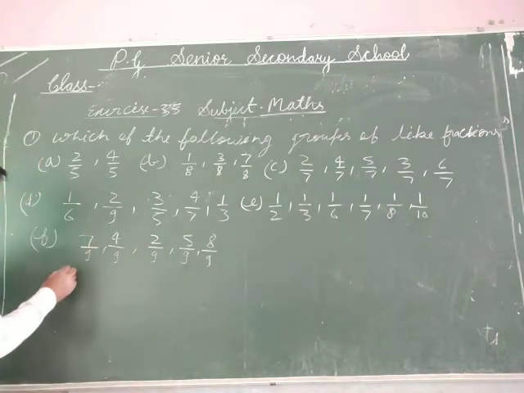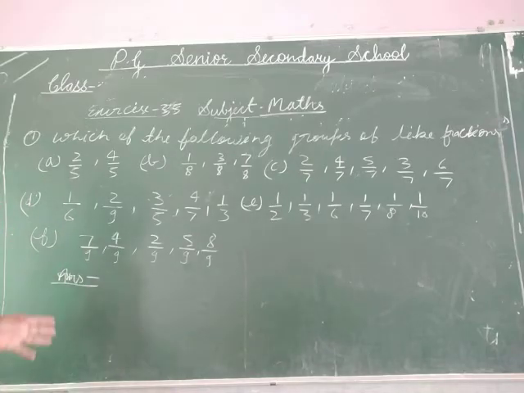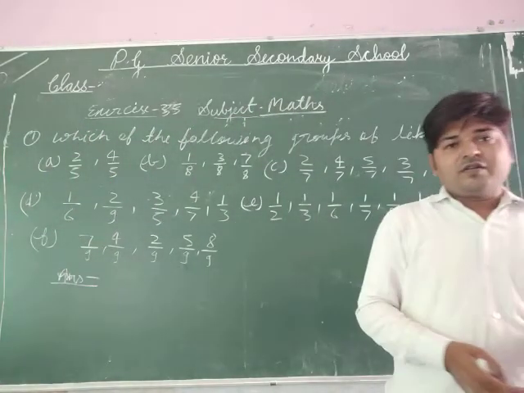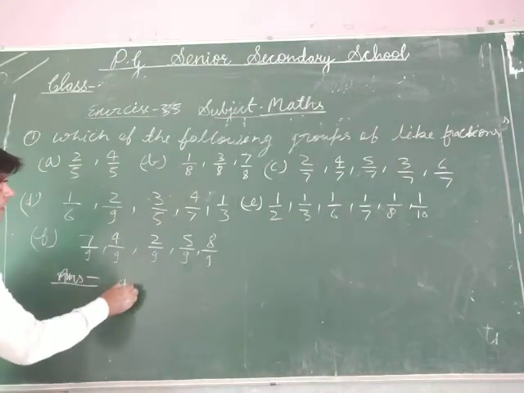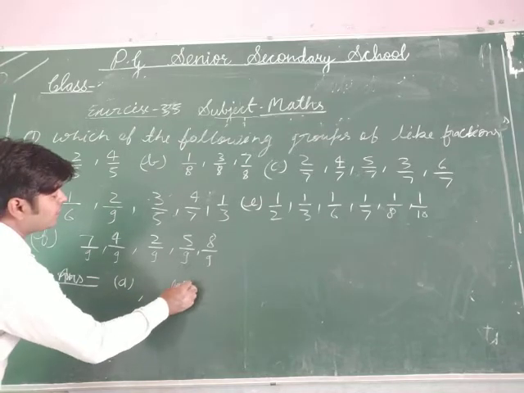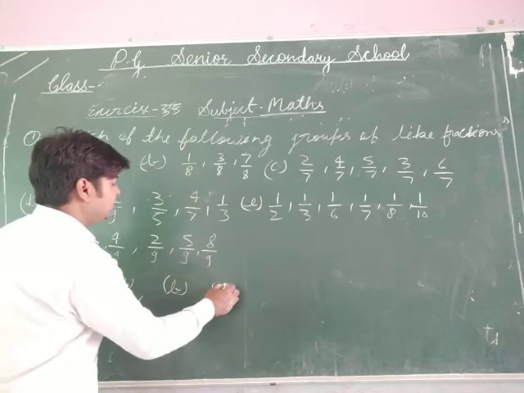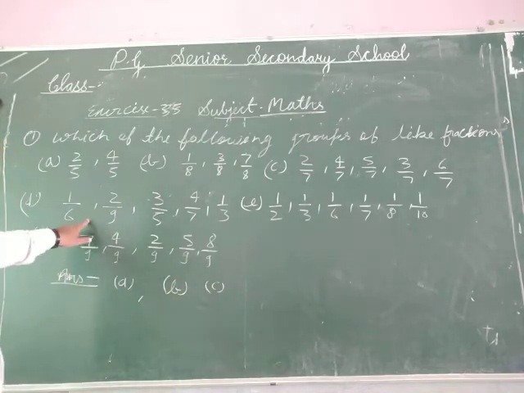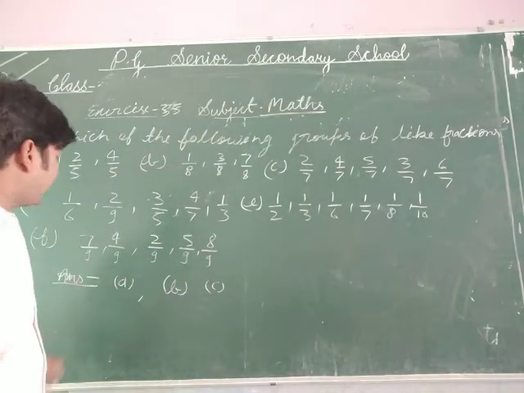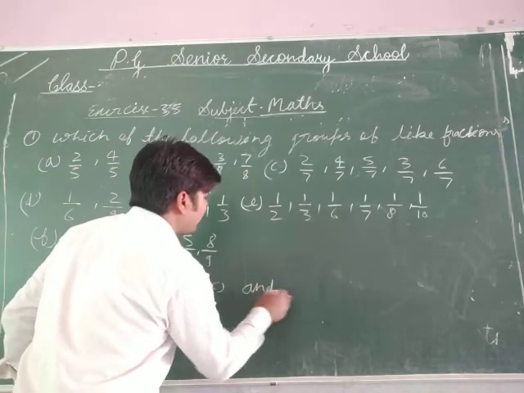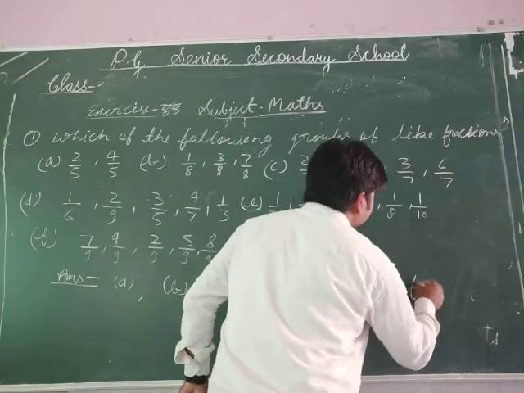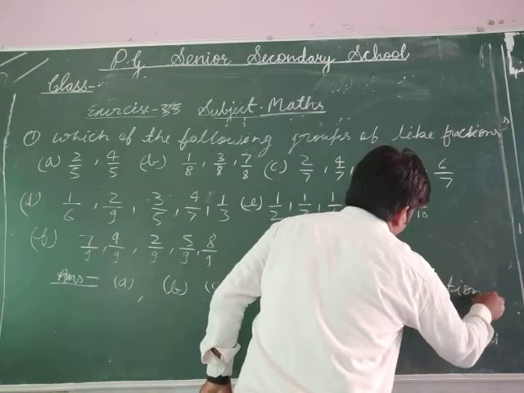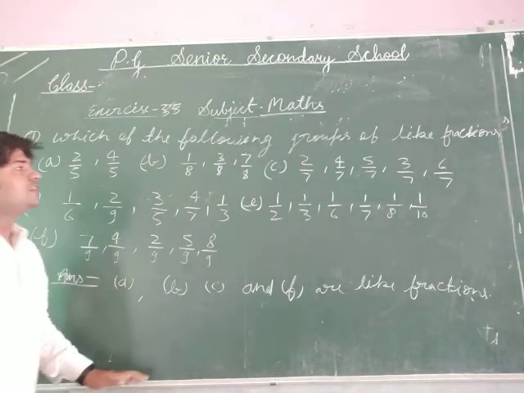So you have to write the direct answer. In this question you have to write the direct answer. There is no need to solve anything because you know the definition that fractions whose denominators are the same are called like fractions. So you have to write here A, B, C. Is D a like fraction? No. Is E a like fraction? No. And F. A, B, C and F are like fractions. Like this you can solve question number 2 also.